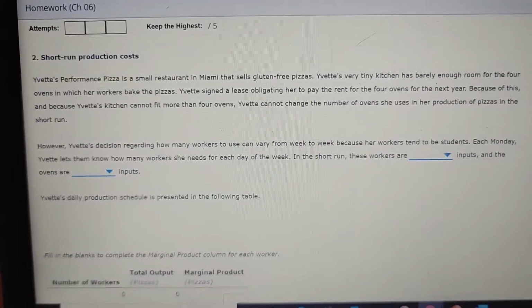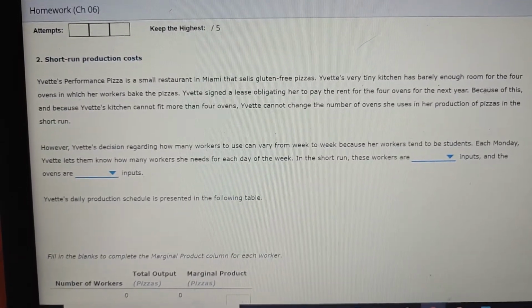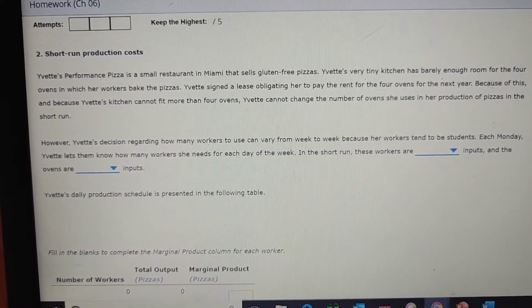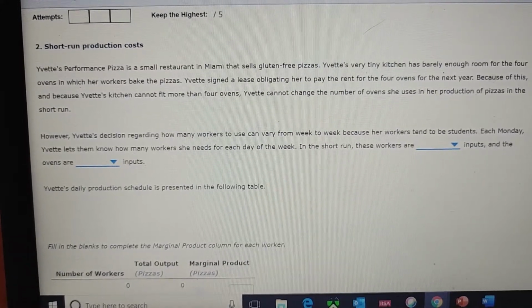Okay, I'm going to try to show you a homework question via video this week, and I'll try to do it justice as far as the camera work. So this is actually chapter 6, the second question, and it's talking about short-run production costs.